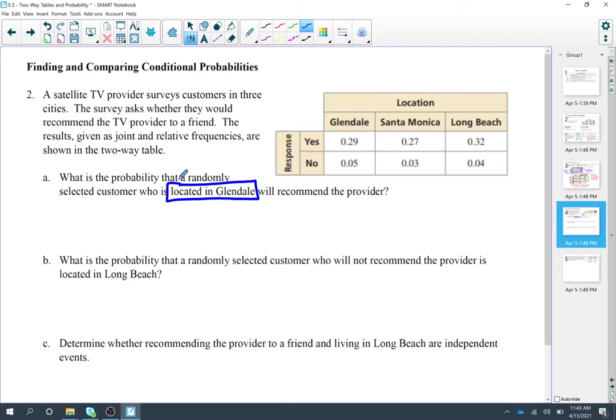Well, if they're located in Glendale, then I know I'm dealing with all of these people. So we're going to take our 0.29 plus our 0.05, which is 0.34. So I know that my denominator in this probability is 0.34, since we're only working with Glendale. Now, of those, what's the probability that they're going to recommend the provider? Meaning, what's the probability they're going to say yes? Well, that's 0.29. If we figure this out, that's roughly 0.8529. So we're looking at roughly 85.3%.